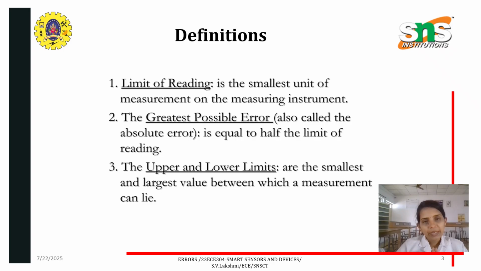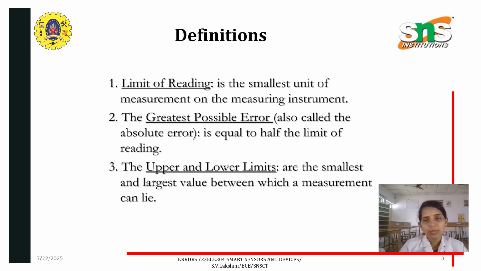Limit of reading, as discussed, is the smallest unit of measurement on a measuring instrument. In a laboratory, when we are performing experiments like PN junction diode characteristics, we use an ammeter and voltmeter at a specific range. We generally prefer the microamp range, which means it can read minute values of current. When I choose the ampere range, I am not able to measure the reading, because deflection occurs only in the microampere range. So that is one example of limit of reading.